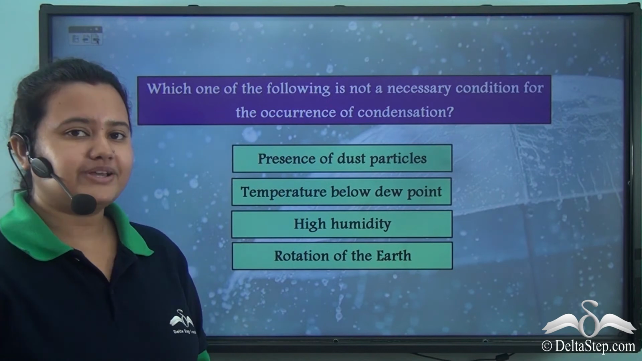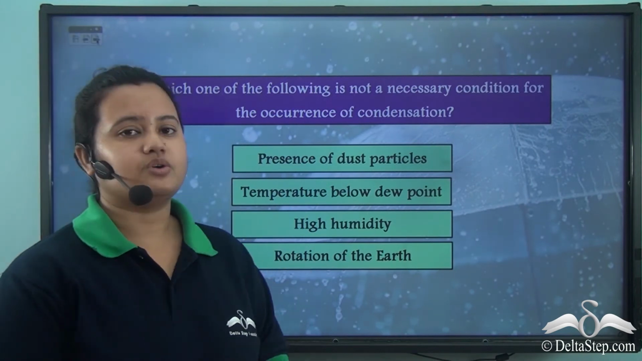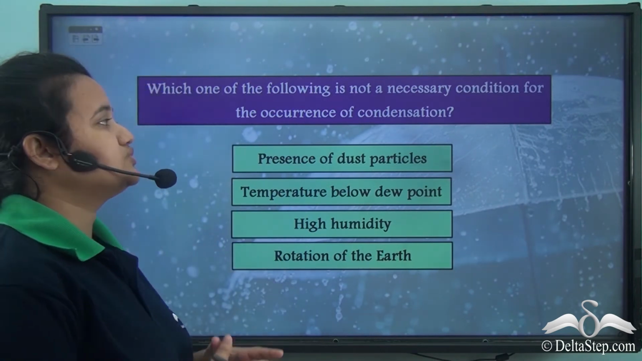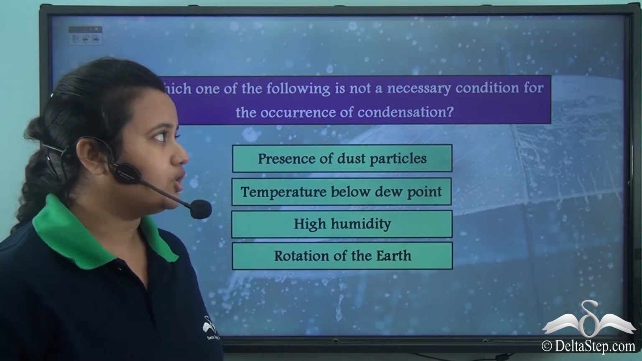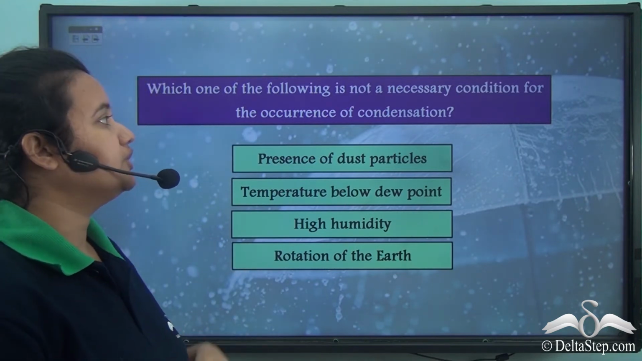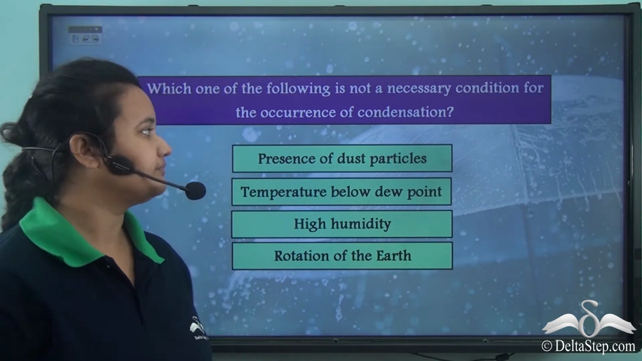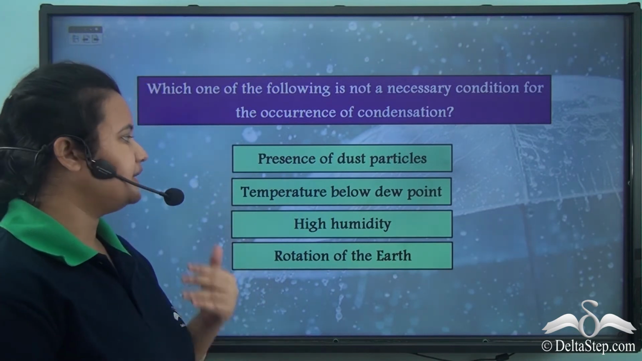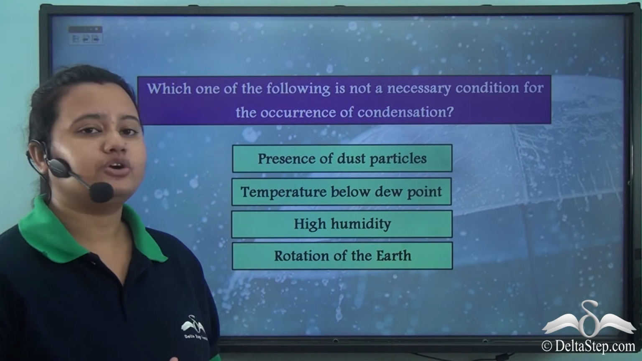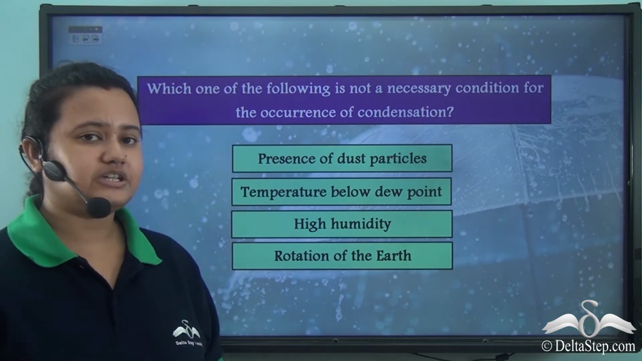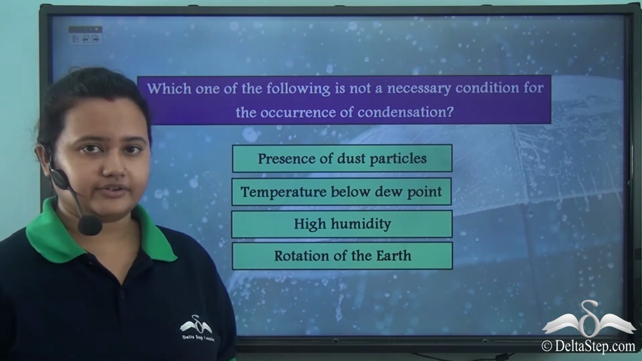Now before we proceed with our lesson, let us try to answer this question. Which one of the following is not a necessary condition for the occurrence of condensation? Is it the presence of dust particles, temperature below dew point, high humidity, or rotation of the earth?